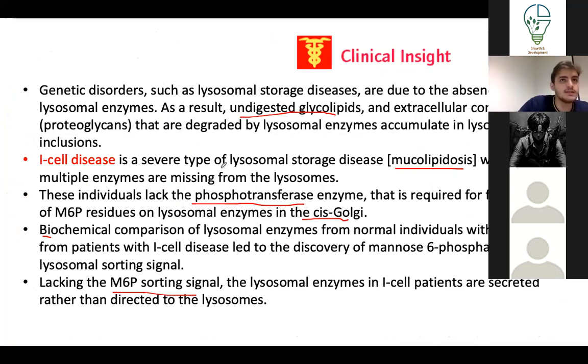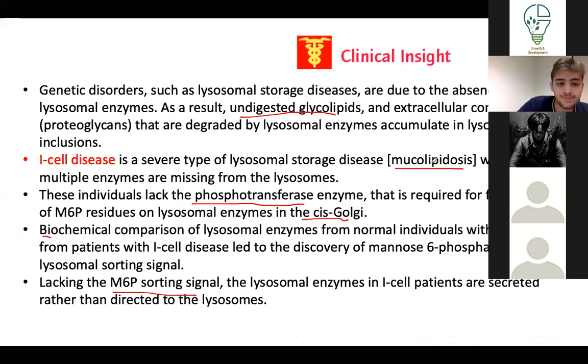So I-cell disease, let's talk about it. It's caused by the mutation of the phosphotransferase enzyme. When the phosphotransferase enzyme is mutated, it will no longer bind mannose 6-phosphate to the polypeptide chain. This causes lysosomes without enzymes, and a buildup of mucolipids usually, or a buildup of chemicals.